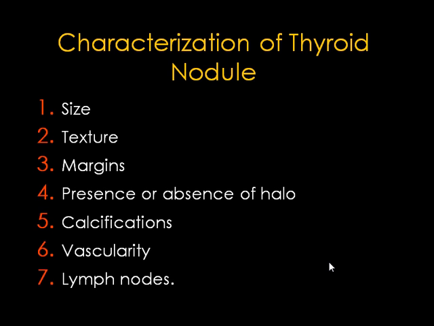Now we are going to discuss characterization of thyroid nodules. These characteristics are well-documented signs that can be used in differentiating benign from malignant. Identifying these relevant signs of benignity and malignancy in a thyroid nodule can provide a helpful ultrasound diagnosis and decide which nodule should undergo biopsy. We will see size, texture, margins, presence or absence of halo, calcifications, vascularity, and lymph nodes.